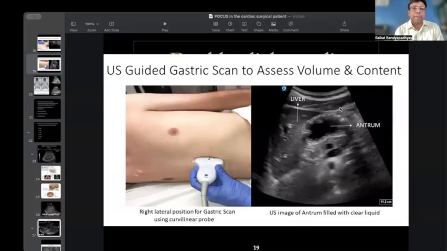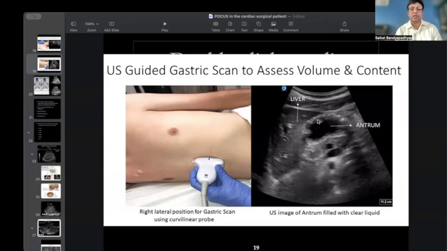So the next is using ultrasound to assess gastric volume. What you need is a curvilinear probe, usually a 3 to 5 megahertz curvilinear probe is good enough. The patient is in the right lateral position, and the marker is looking towards the patient's chin. The probe is placed right below the xiphisternum in the midline.